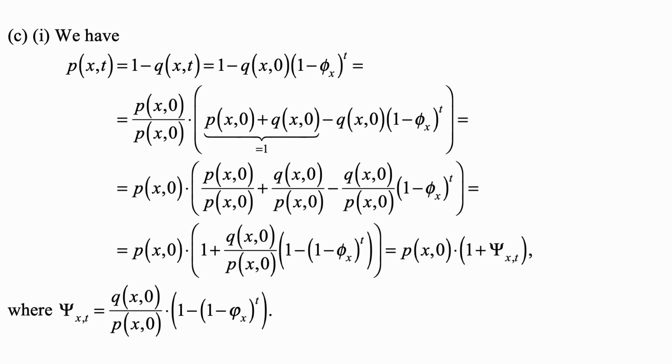Okay, then you notice that q of x0 over p of x0 is a common factor of the last two terms, so we factor it out, and p of x0 over p of x0 is just 1, so this becomes p of x0 times 1 plus q of x0 over p of x0 times 1 minus, in quantity 1 minus phi x to the power t, and that's p of x0 times 1 plus capital psi xt. So psi of xt is q of x0 over p of x0 times 1 minus a quantity 1 minus phi sub x to the power t.